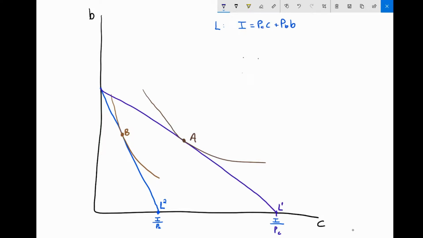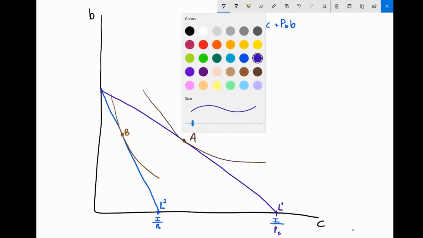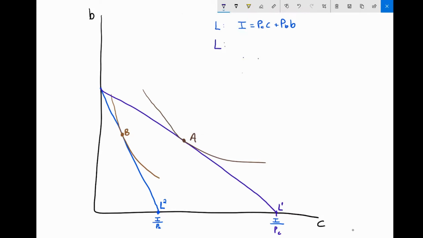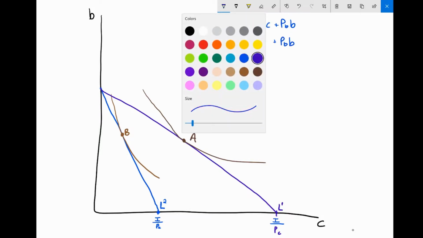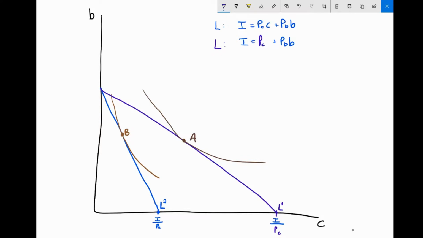I have two budget lines. I have a budget line that's in blue and a budget line that's in purple. They both have the same income level. They both face the same price of bagels, okay? But the purple one faces price PC. There's a purple price, and then the blue one faces the blue price.